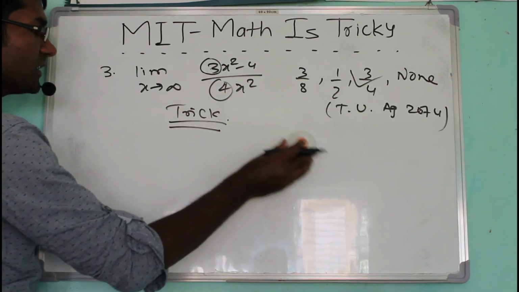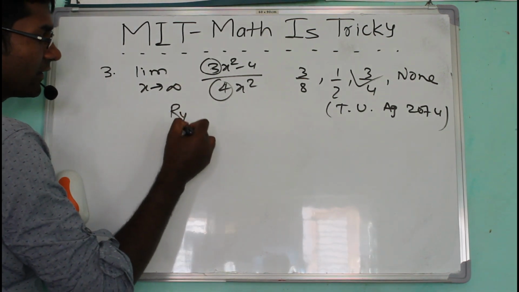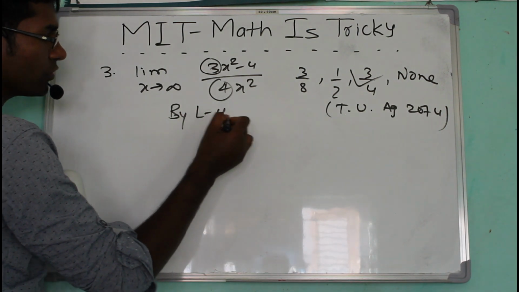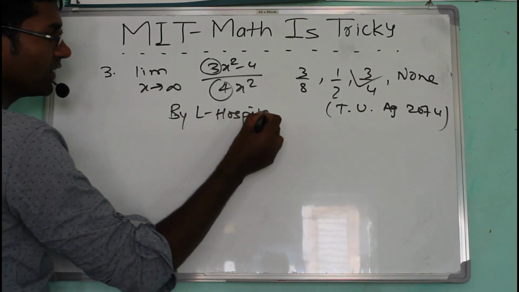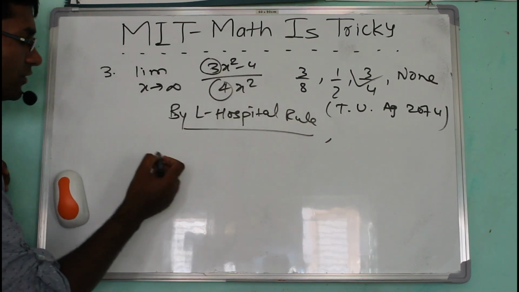So a third method is also there. You can again use L'Hospital rule. By L'Hospital rule also we can solve this. This is the third method I am sharing here. So you take the derivative again.